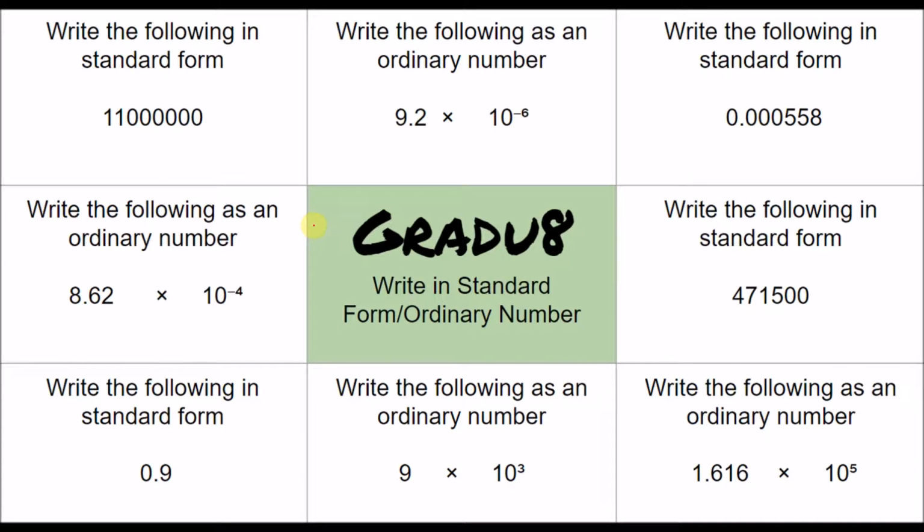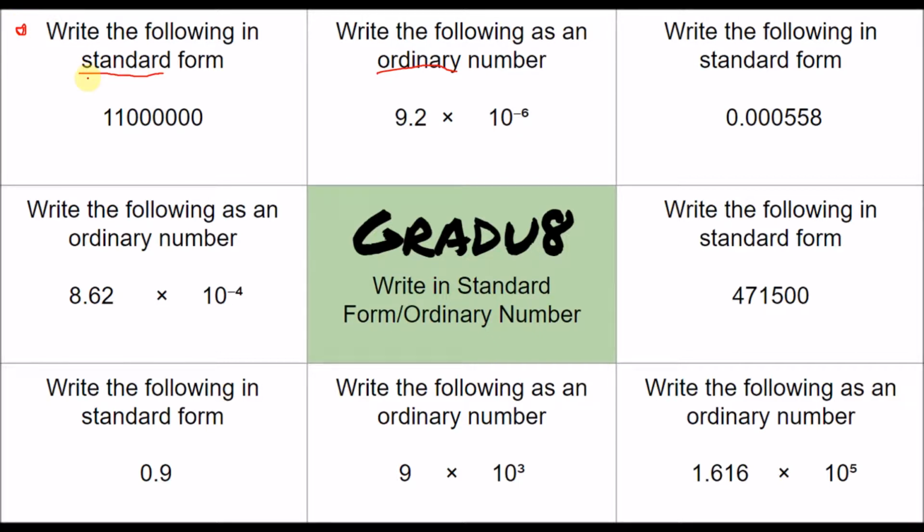Okay, if you've unpaused the video now, it means you're ready to go through some of these. We've got a real range of questions asking you first of all to write some things in standard form, and then some questions as well asking you to write things in ordinary numbers. So what we're going to do is go through and have a look at each of these. To start with, we're going to have a look at this question up here. It says, write the following in standard form.